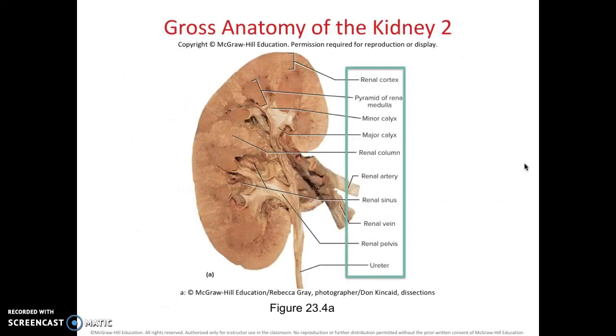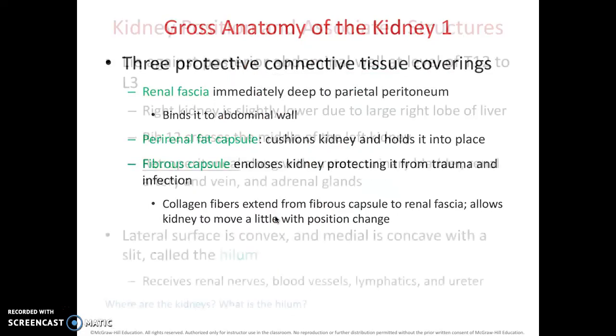So here we have the gross anatomy of the kidney with the lateral surface, the medial surface, and the slit for the hilum would be about right here. And this is where it receives the renal artery, renal vein, and the ureter, which is located here. So the hilum. Okay, we'll come back to this in a second.